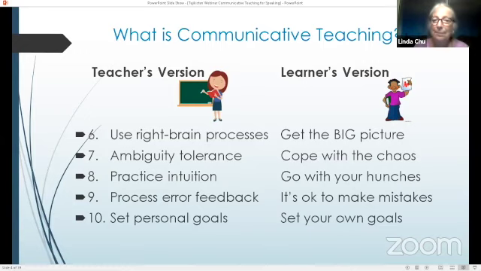Process error feedback, meaning it's okay to make a mistake, and you need to have your students feel very comfortable in your classroom and comfortable making mistakes. And setting personal goals. Help your students set their own goals for language learning and what it is they want to accomplish. And also showing them how much they have already accomplished. Sometimes they don't realize it, but they have.